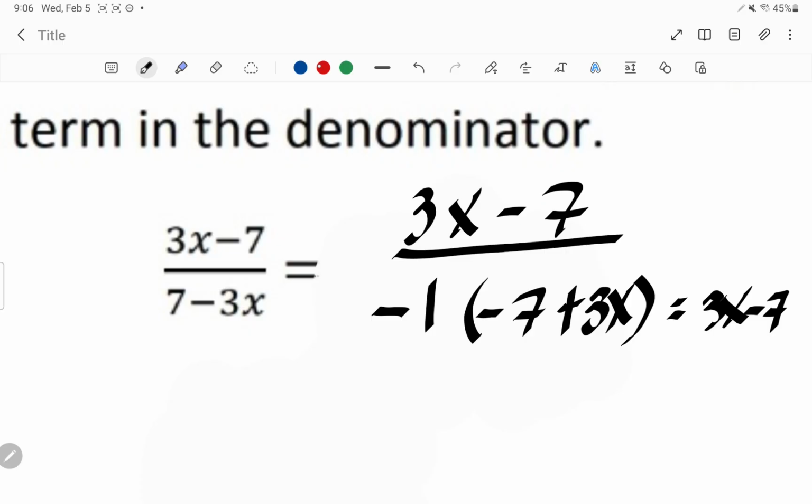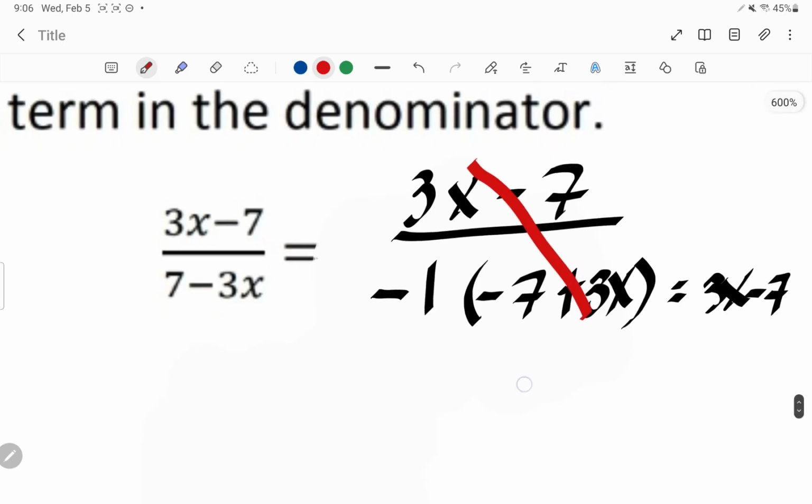Same thing on the top. So once we have the top and bottom the same, guess what? We can cancel it out. So now we have the following. We're going to have 1, because it became 1, over negative 1, which just turns into negative 1.